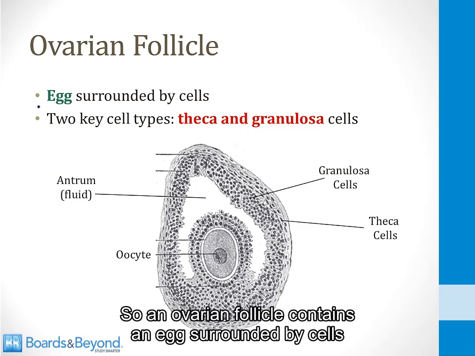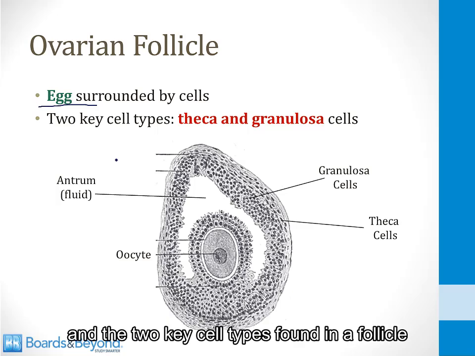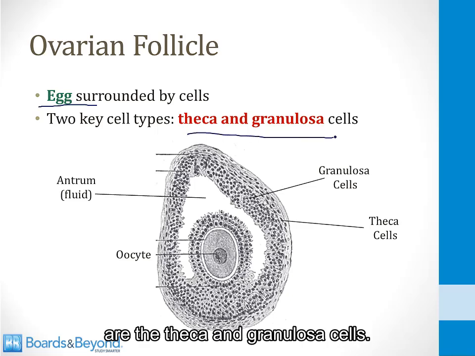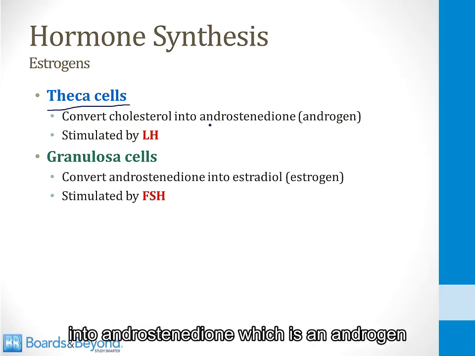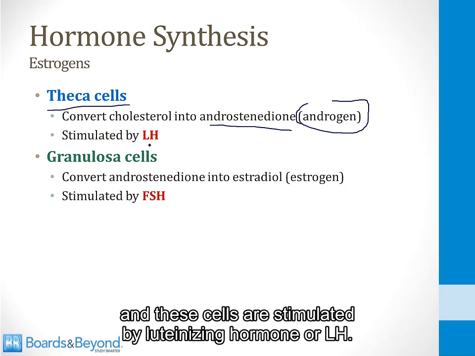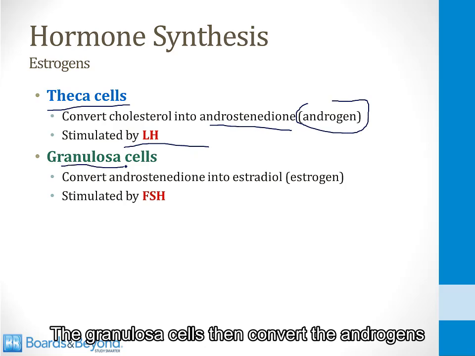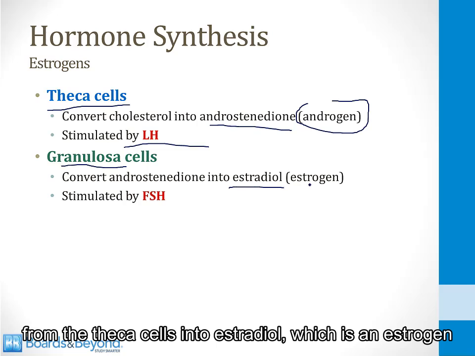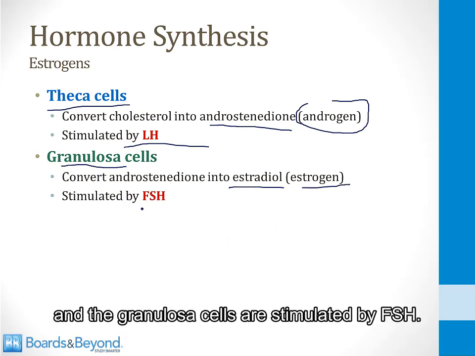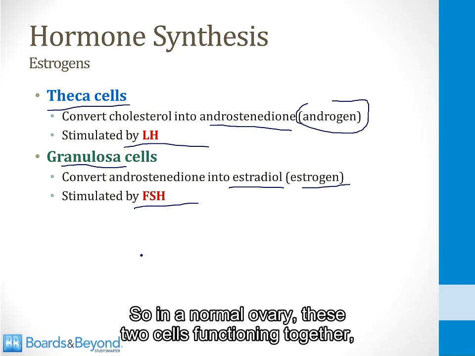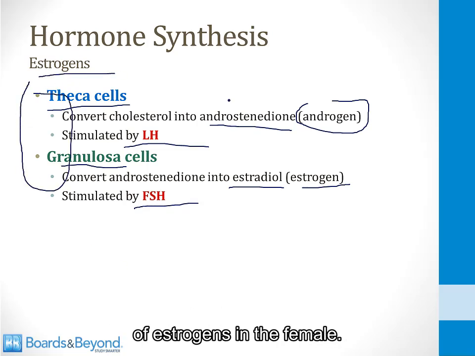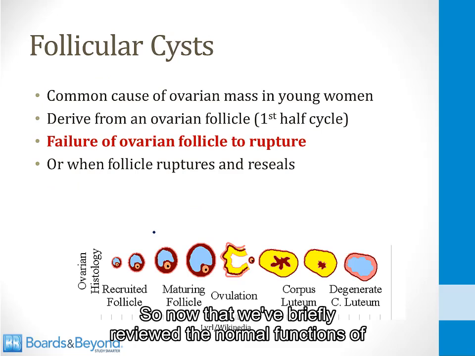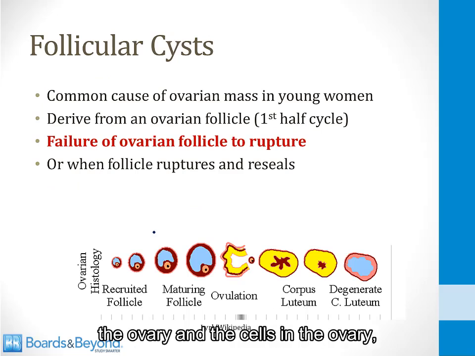So an ovarian follicle contains an egg surrounded by cells, and the two key cell types found in a follicle are the theca and granulosa cells. The job of the theca cells is to convert cholesterol into androstenedione, which is an androgen, and these cells are stimulated by luteinizing hormone, or LH. The granulosa cells then convert the androgens from the theca cells into estradiol, which is an estrogen, and the granulosa cells are stimulated by FSH. So in a normal ovary, these two cells functioning together lead to the synthesis and release of estrogens in the female.